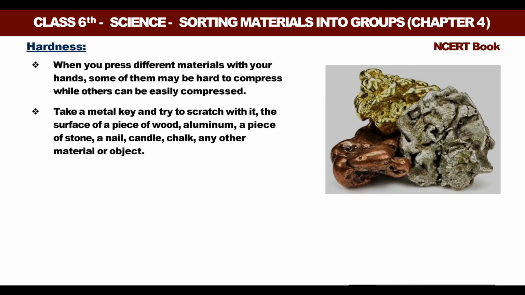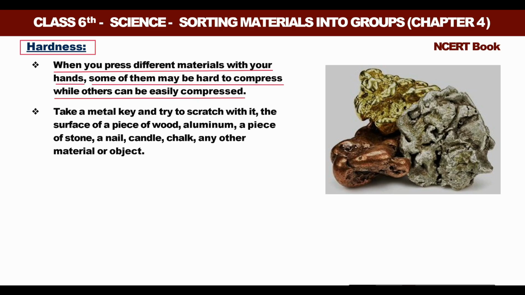Let us see about hardness of a material or object and its softness. So hardness, if you are taking any object and if you are putting the compressional force, उसको compress करोगे तो compress नहीं होगा तो hard है, and compress करोगे और दब जाएगा तो इसका मतलब है वो soft है, hard नहीं है. So when you press different materials with your hands, some of them may be hard to compress. उसको इतना hard होगा कि compress ही नहीं कर पाओगे, while others can be easily compressed.